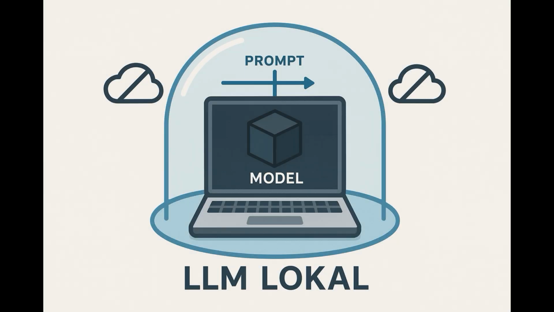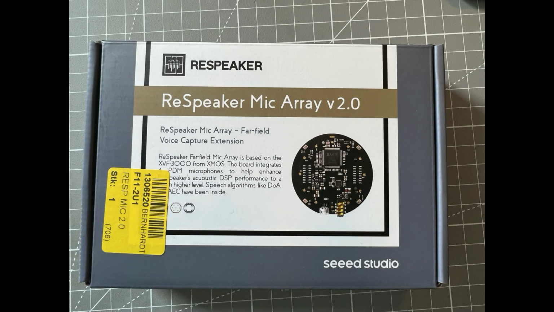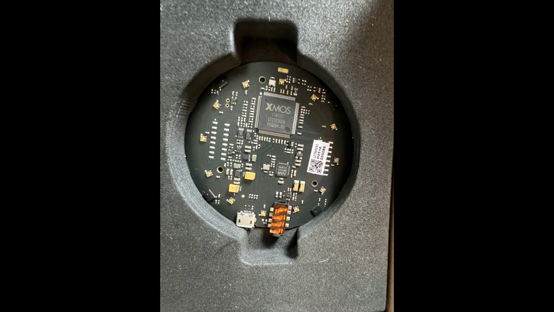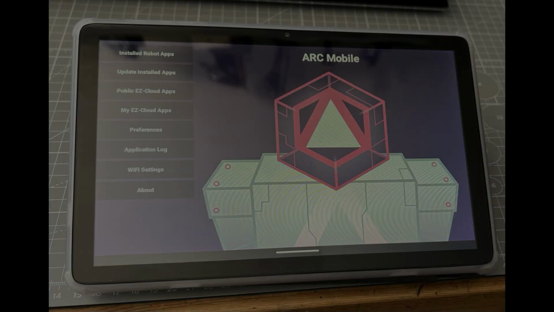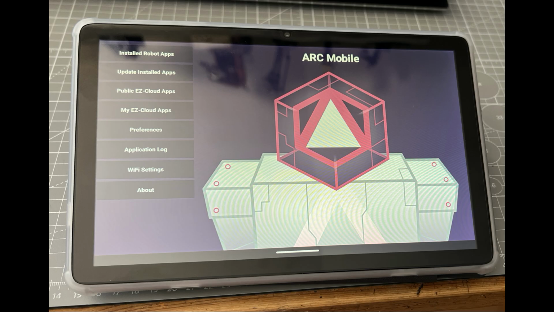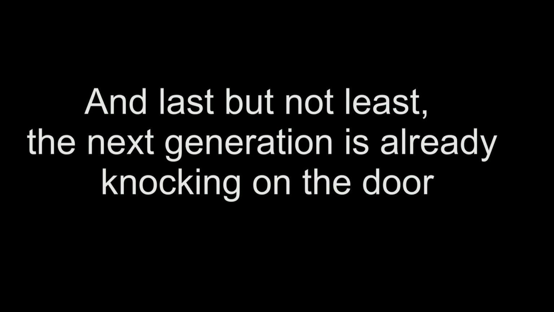Switching to a local LLM to protect privacy and update effects, such as from GPT-4 to GPT-5. Mic array integration to improve audio reception, localization of the sound source, and an interface for handover to face tracking. Remote control of the robot via an Android tablet and use of the ARC Interface Builder robot skill. And last but not least, the next generation is already knocking on the door.